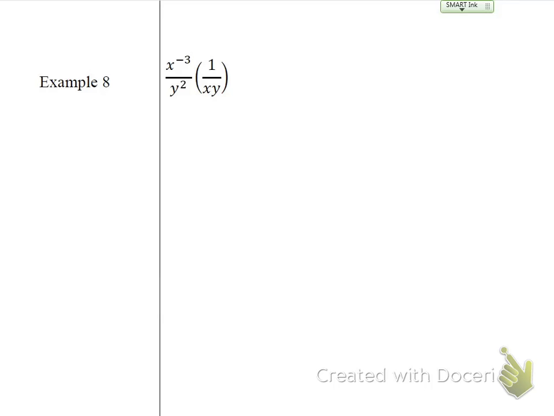Okay, example 8. I have x to the negative 3rd over y squared times 1 over xy. What I would do on this problem is I would take care of my negative exponents first, and then I would just multiply straight across and simplify if I have to. What negative exponent do you guys see? The negative 3. So that x to the negative 3 has to move down. So that's going to leave me with 1 over x to the 3rd, y to the 2nd, times 1 over xy.